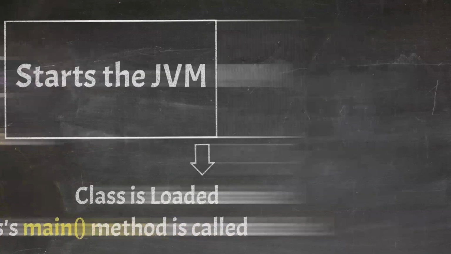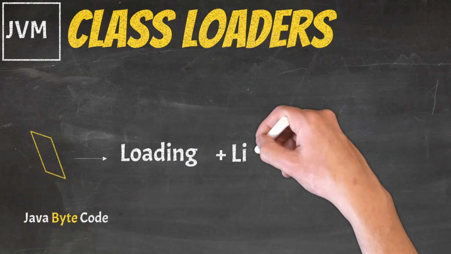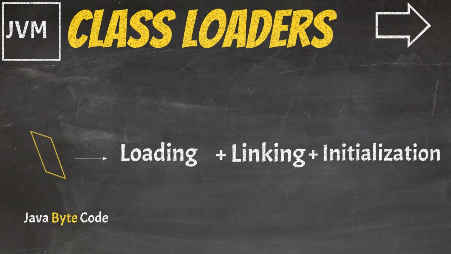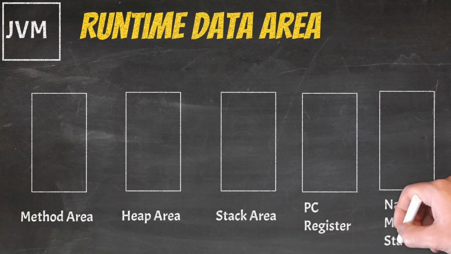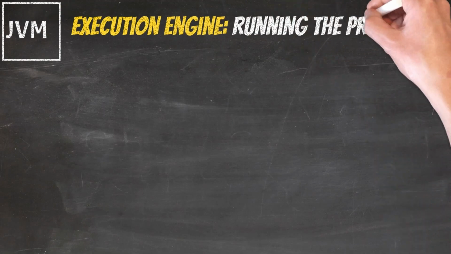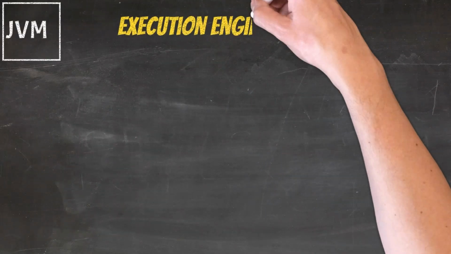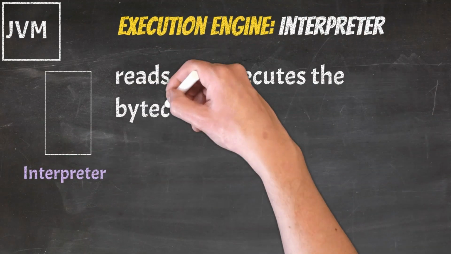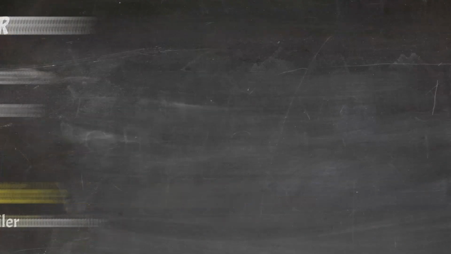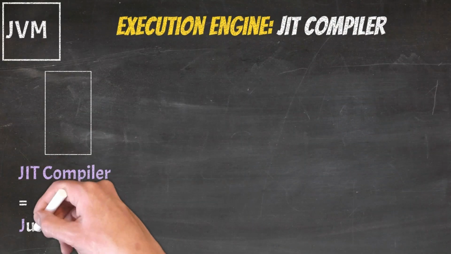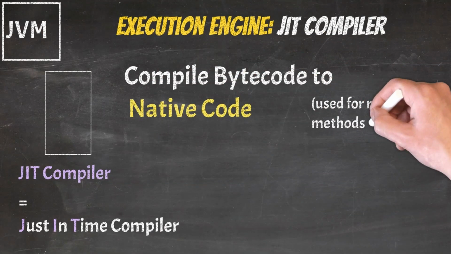The class loader is responsible for loading the bytecode, but also for linking the libraries and performing the required initializations. Now, the code is loaded in the runtime area, and after that, the execution starts. The execution will be done either by the interpreter or the JIT compiler. The interpreter will execute the code line by line, but when repeated code is found, the JIT compiler will handle the execution of that code. It will compile it to machine code to be executed. This is why it is called the just-in-time compiler, and the repeated code is called a hotspot.